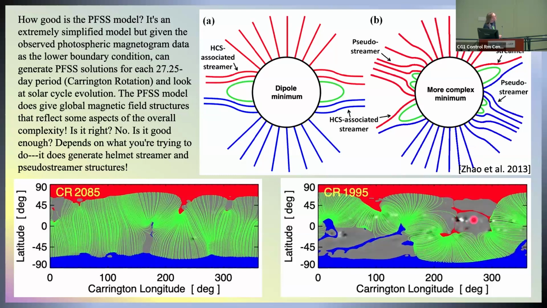Because if it was open field, it would have been red or blue, and it's not, but it's closed flux that's not underneath the helmet streamer. So you can see the difference between basically solar minimum and solar maximum is that there's a ton of pseudostreamers covering a lot of the surface of the sun. And so that's partly why during solar maximum, it kind of looks like there's radial striations everywhere, and there's sort of slow, gunky wind everywhere.